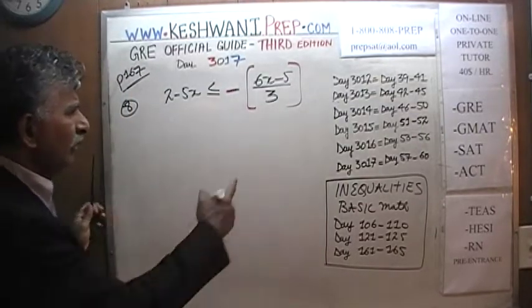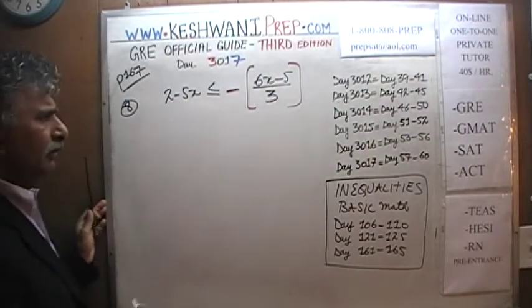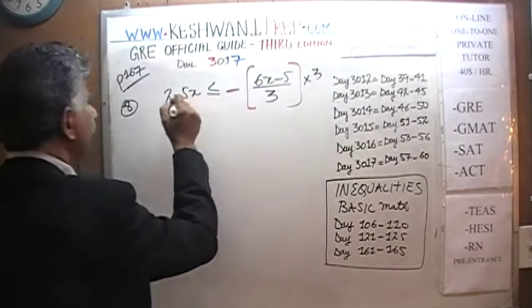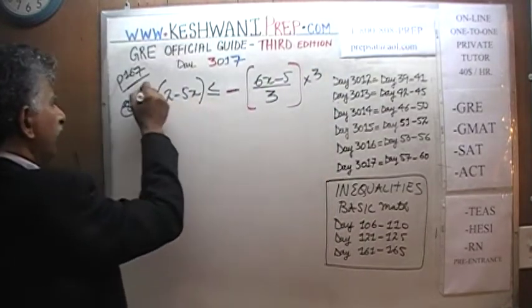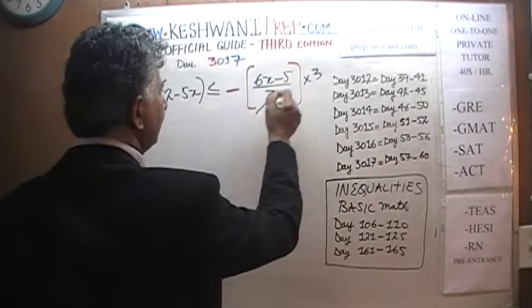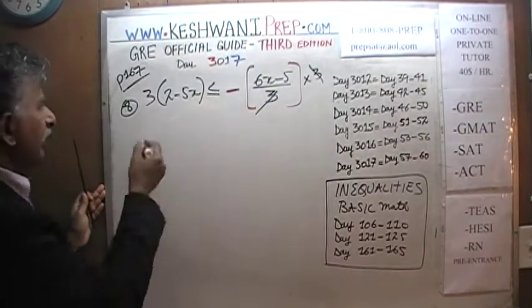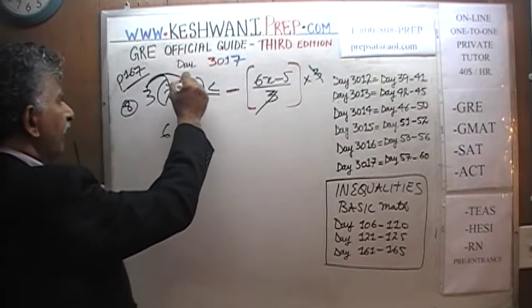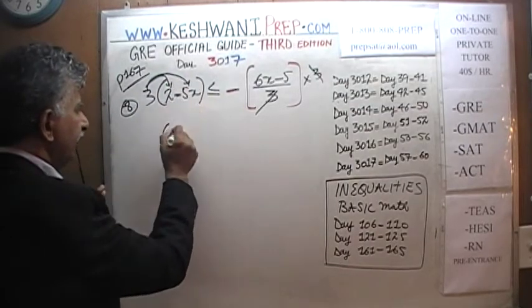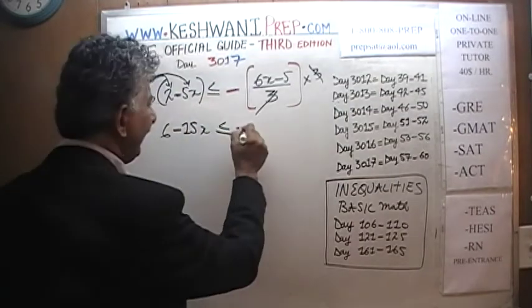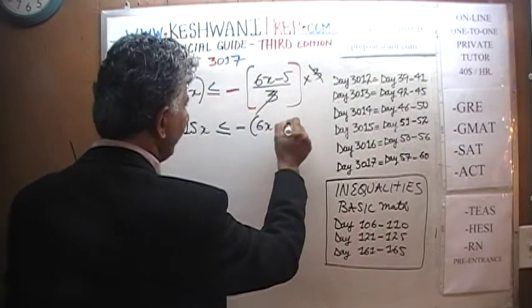The first thing you have to do is get rid of 3 from the bottom. We're going to get rid of 3 by multiplying both sides of the inequality by 3. So again, put a parenthesis around it and put a 3 there. Now we have a 3 at the bottom here, we have a 3 over there, 3 cancels. That was the whole point. Let's distribute the 3 here. 3 times 2 is 6, and 3 times 5 is 15, but we have a minus sign there, so minus 15x, we are told is less than or equal to negative of 6x minus 5.